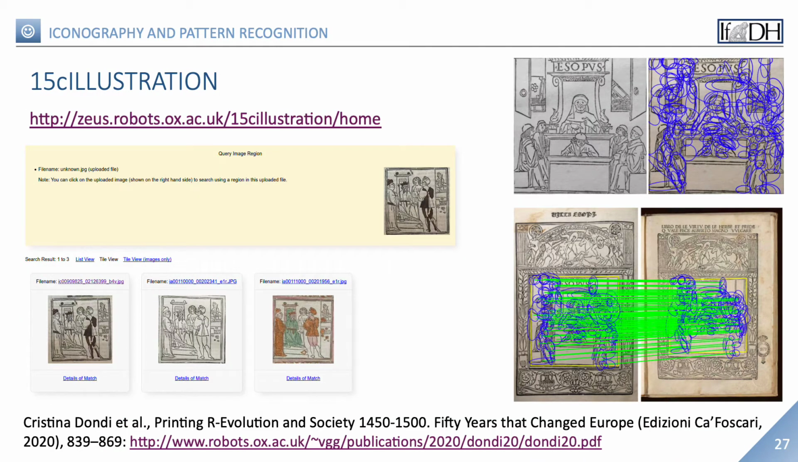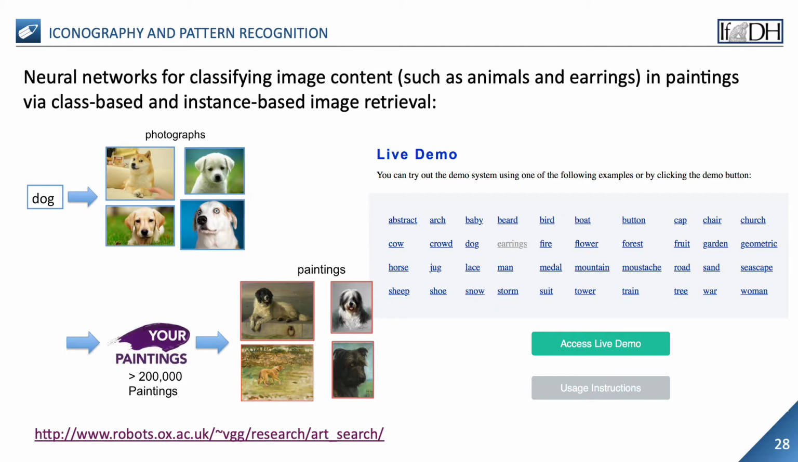A similar online database is 15th C Illustration, on printed illustrations from the 15th century. It too can be used with both metadata search and visual search. Object recognition in photographs now works quite well, and many search engines make use of it. This is much more difficult with artworks, as there is simply not enough annotated source data to train neural networks.